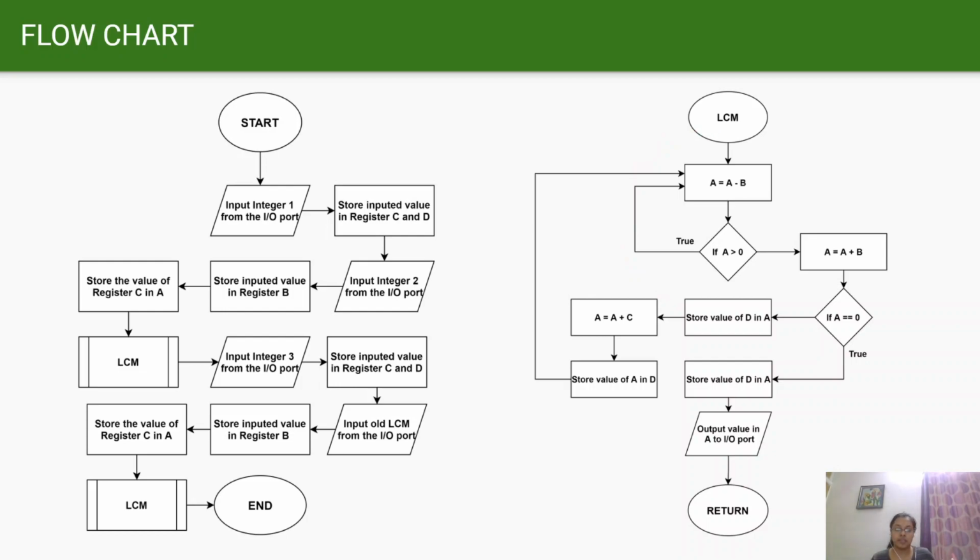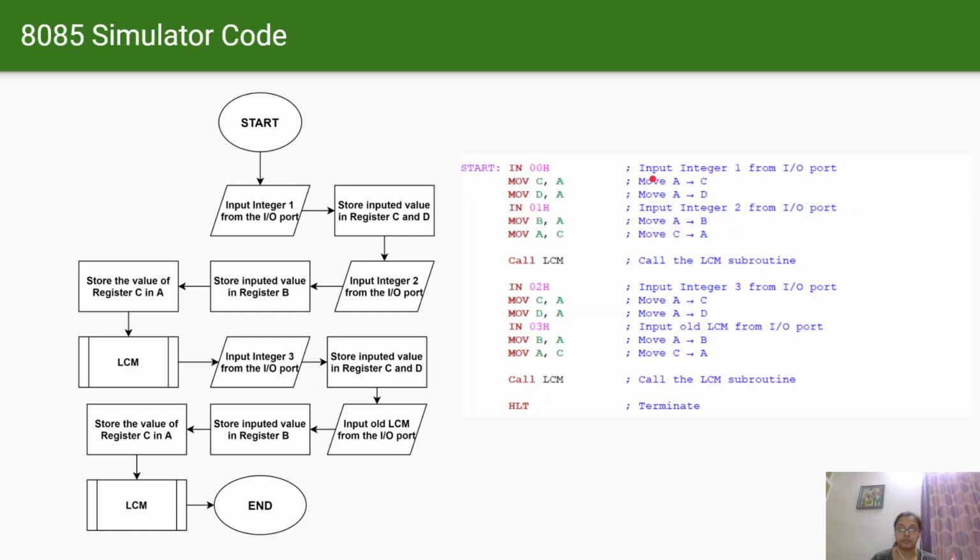Similar to the previous examples, this flowchart is for n equals 3. This can be generalized for any value of n, but over here we're talking about n equals 3 only. So we'll discuss the GNU simulator code now.